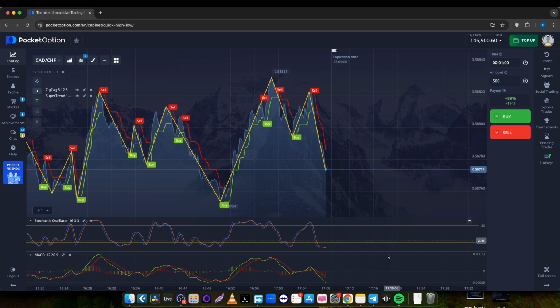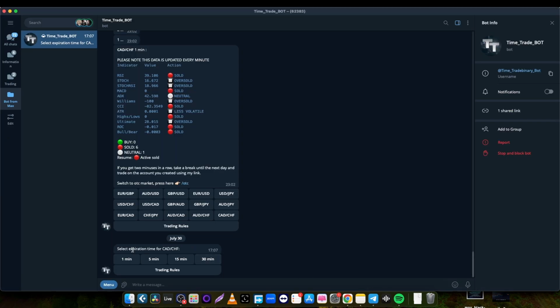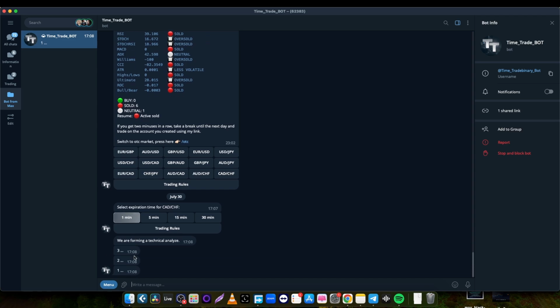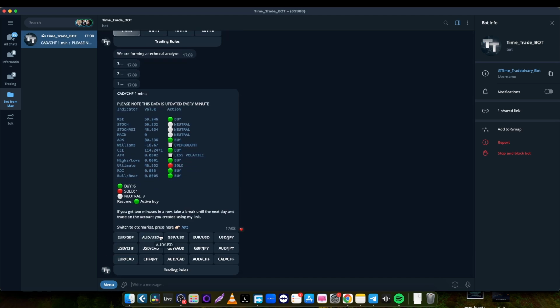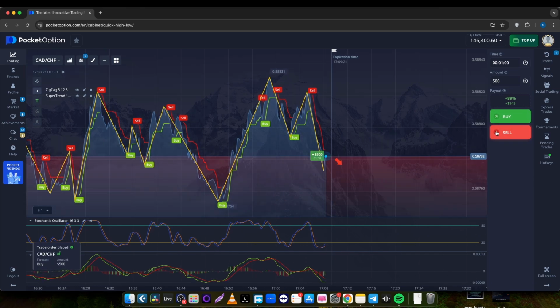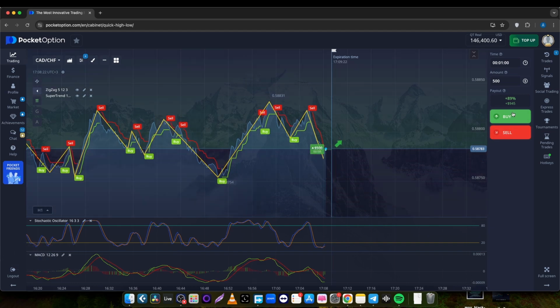Now, I return to the trading bot interface, press the currency pair button and the expiration time button for 1 minute. The trading neural network makes an analysis, and as you can see, it gives a forecast that the price will go up. Now, I go to the Pocket Option broker, assess the situation on the market, and open a trade for a price increase. The main thing is to be able to correctly interpret signals from artificial intelligence.